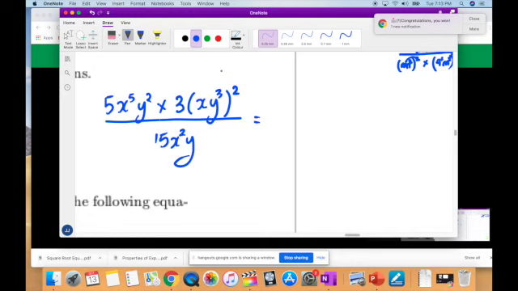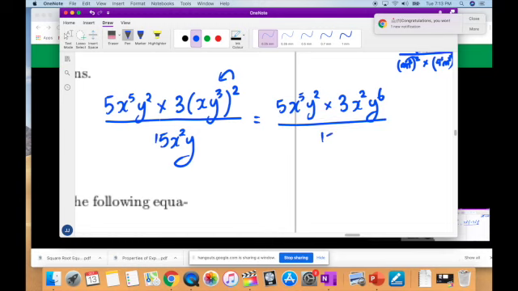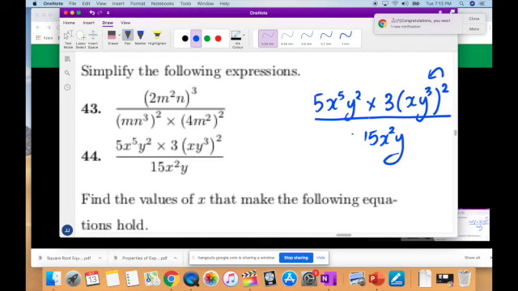So obviously we could expand out these brackets here. So I'll have 5x to the 5th y squared multiplied by 3. This will be x squared y 3 2s are 6, divided by 15x squared y. Is that 15x squared y? Yes.